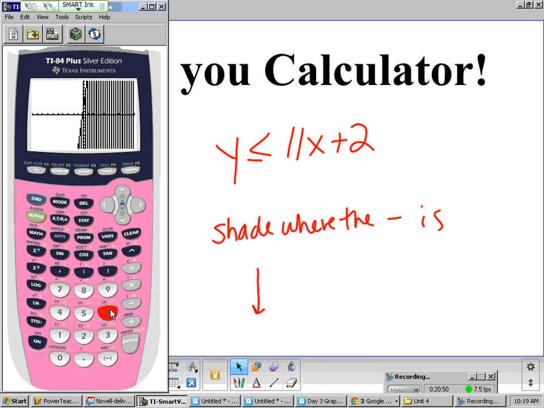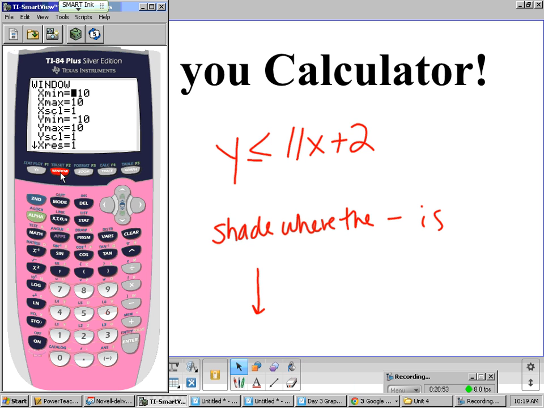So if we go to our window, we can leave the x min and the x max at -10 and +10. I'm going to make the y scale be 5 so that I only have a tally mark every 5 spaces. I'm going to leave the x scale as 1, but I'm going to let the y scale be 5. Then I'm going to let the y max be about 30. And I'm going to let the y min be -30 so that we can see more of that graph. We don't really need to see more x, but seeing more y would let that graph be a little better.